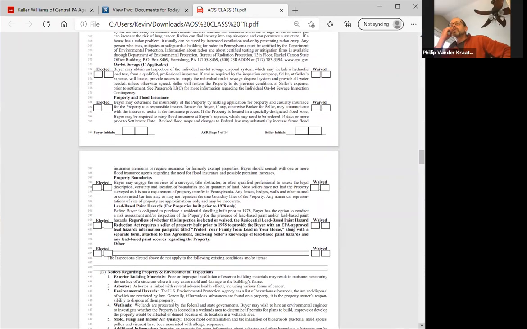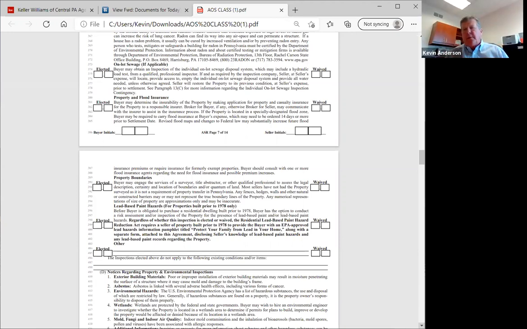Go ahead. I was going to say, with deed restrictions, I know you can add little things here and there. I can't think of one off the top of my head, but I know that sellers, homeowners can add restrictions to their deed. How do we know that? Is that going to show up in a title search? It'll show up in the title search.